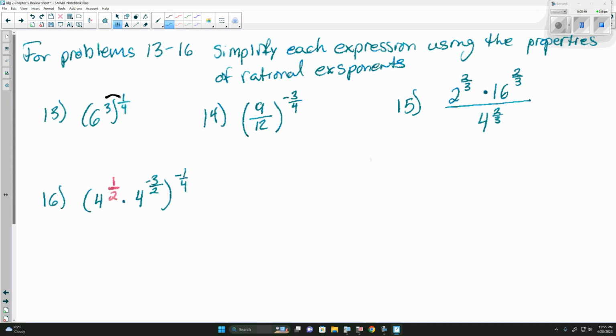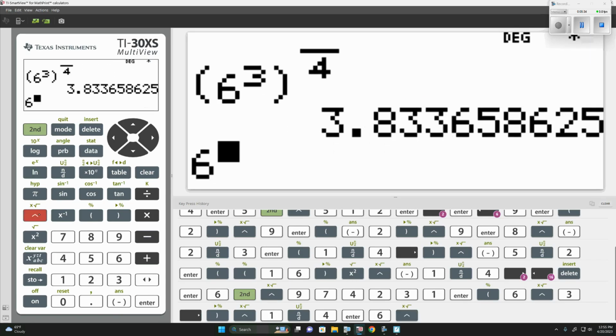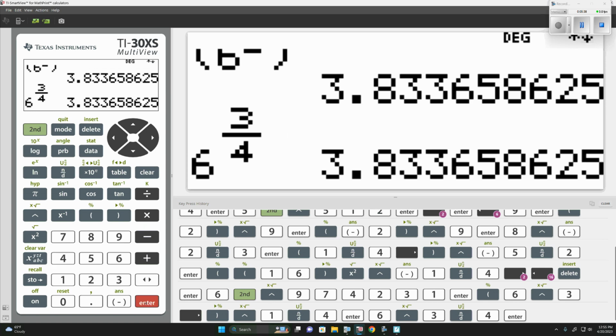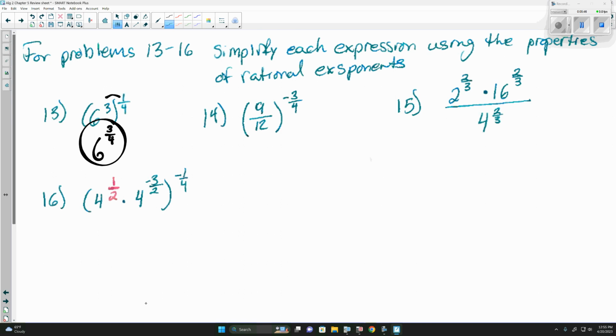Now, powers of powers multiply. So it'd give us 6 to the 3/4. Now, we could plug it back in. So I could grab the calculator again and say 6 to the 3/4, which is this here. Those are the same as what I started with, so 6 to the 3/4. It's a way to check to see if the decimal answers are the same.